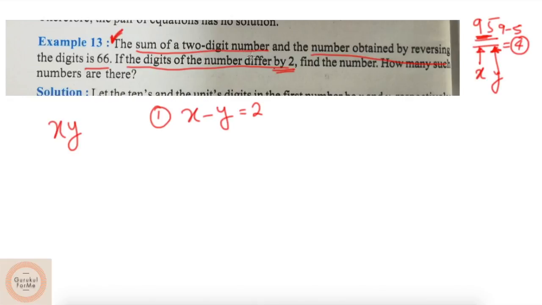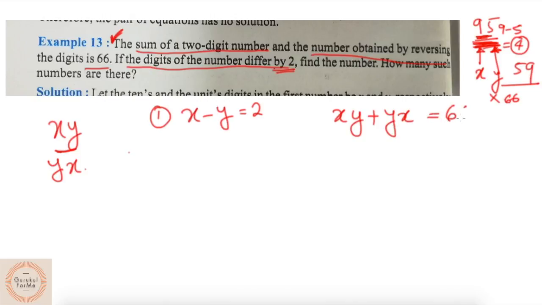The sum of a 2-digit number and the number obtained by reversing its digits. What is the reverse of 95 here? For example, 59. They are saying 95 and 59 together, when you add, you get 66. I am sorry, they are not talking about 95 but they are talking about xy. What is the reverse of xy? Yx. So xy plus yx is equal to 66.